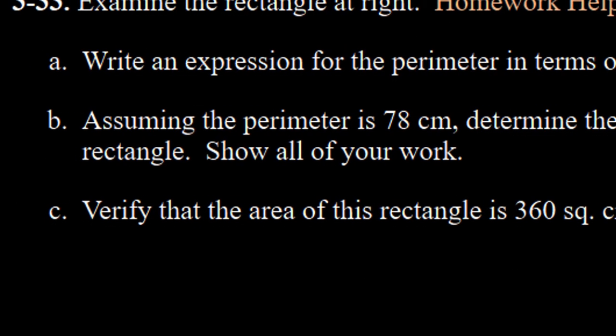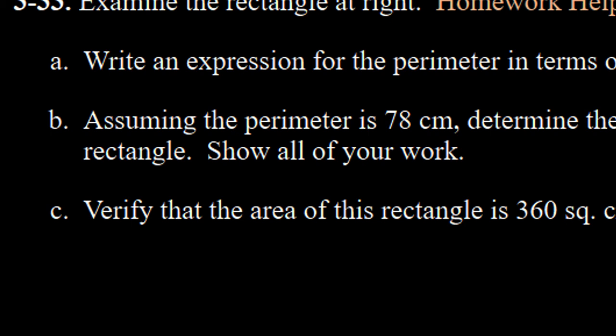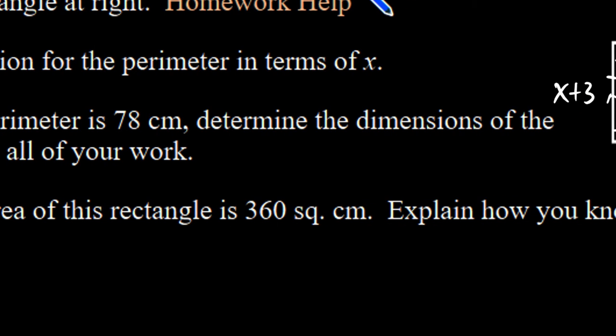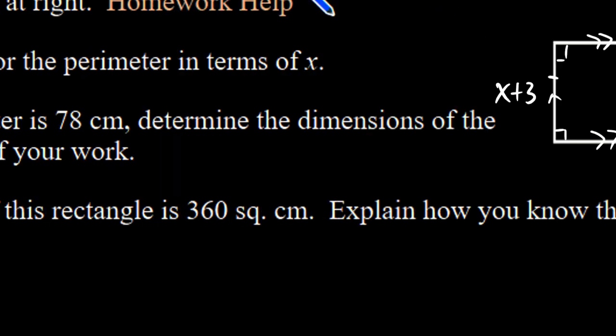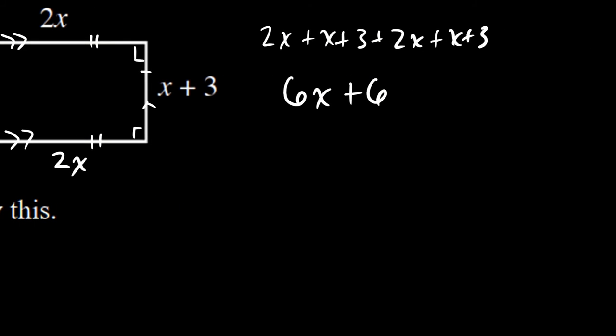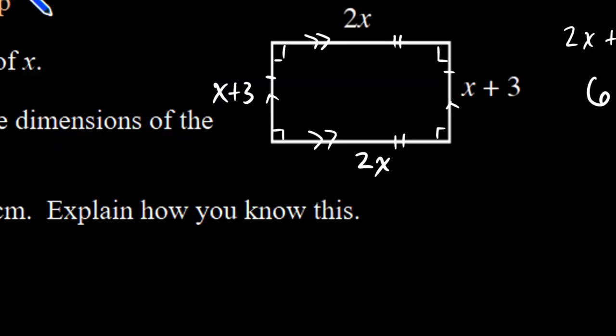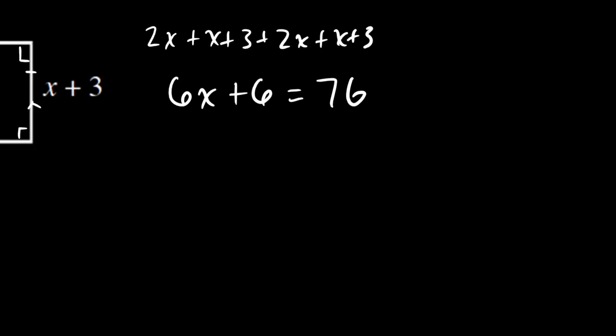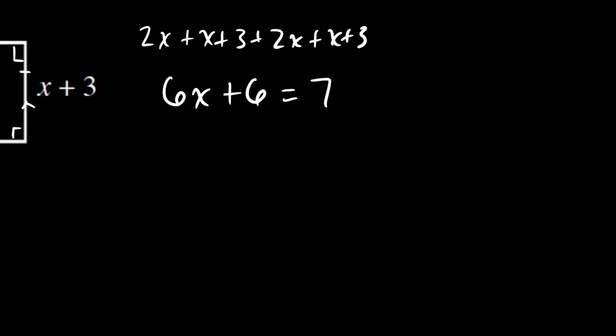And then it says, assuming the perimeter is 78 centimeters, determine the dimensions of the rectangle. Show all of your work. Okay, well, I've got this. So what I'm going to say now is that this is 200 and... No. They said that it's 78. I just forgot. I just saw it. Assuming it's 78, not 76. So it is 78. So this is an expression for the perimeter, right? 6 times x plus 6 is an expression, and this is the actual perimeter.